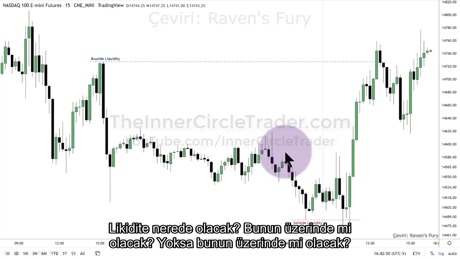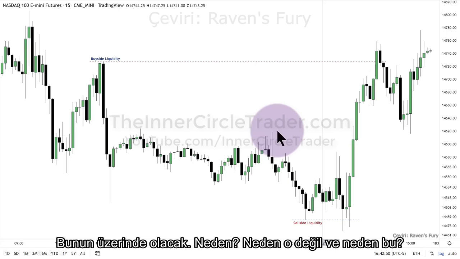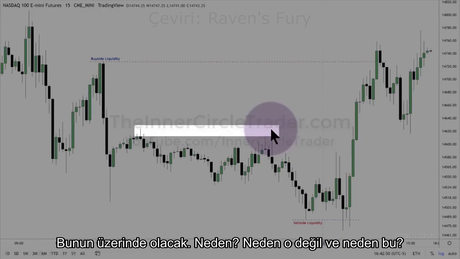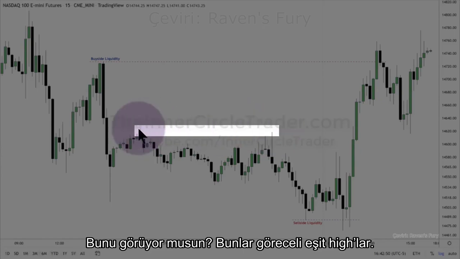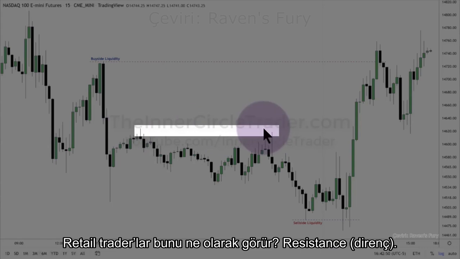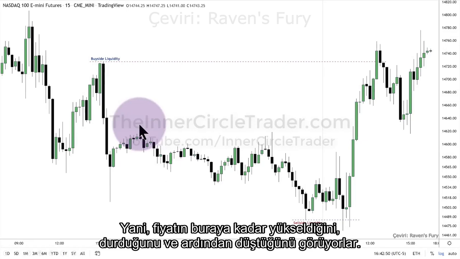Is it going to be above this? Or is it going to be above that? It's going to be above this, okay? Why? Why not that one? And why this one? Keep looking left. What do you see over here? See that? These are relative equal highs. What does retail traders see that as? Resistance.